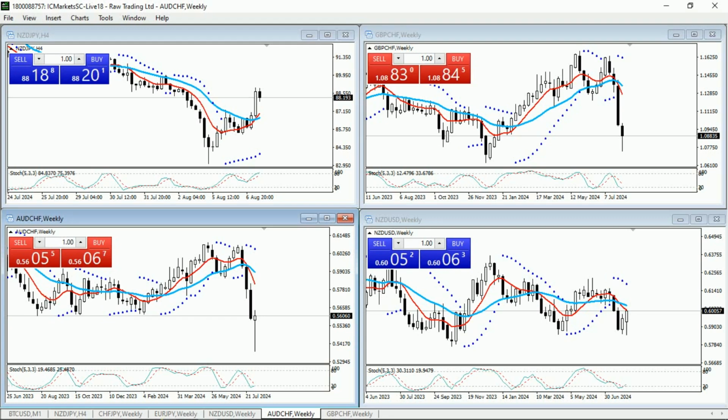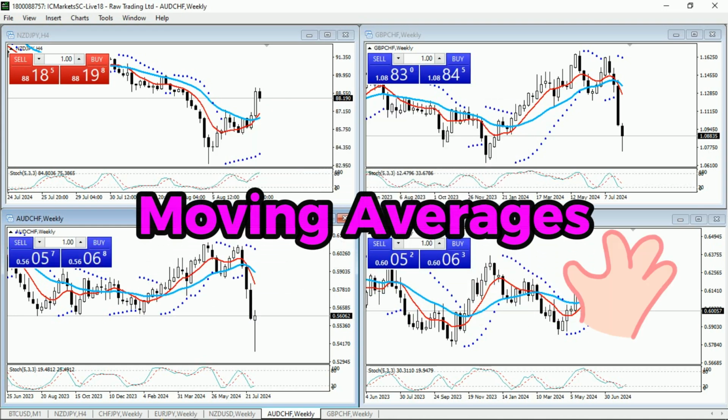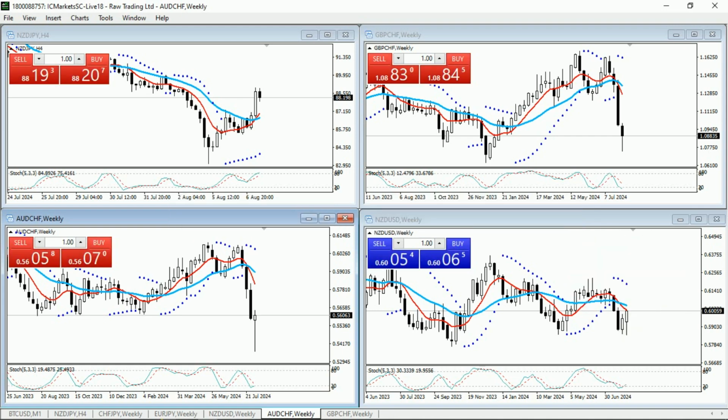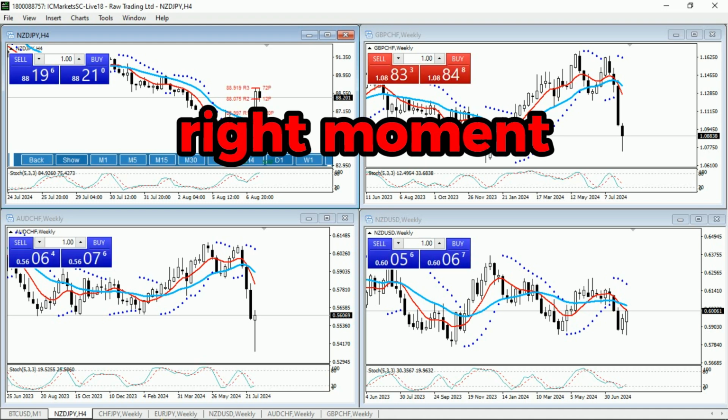Today, we're going to dive into a critical aspect of Forex trading, how to find the perfect entry points. We'll be using moving averages as our primary tool and exploring how to apply this strategy effectively. Let's start by talking about entry points. Finding the right moment to enter a trade can be a game changer.